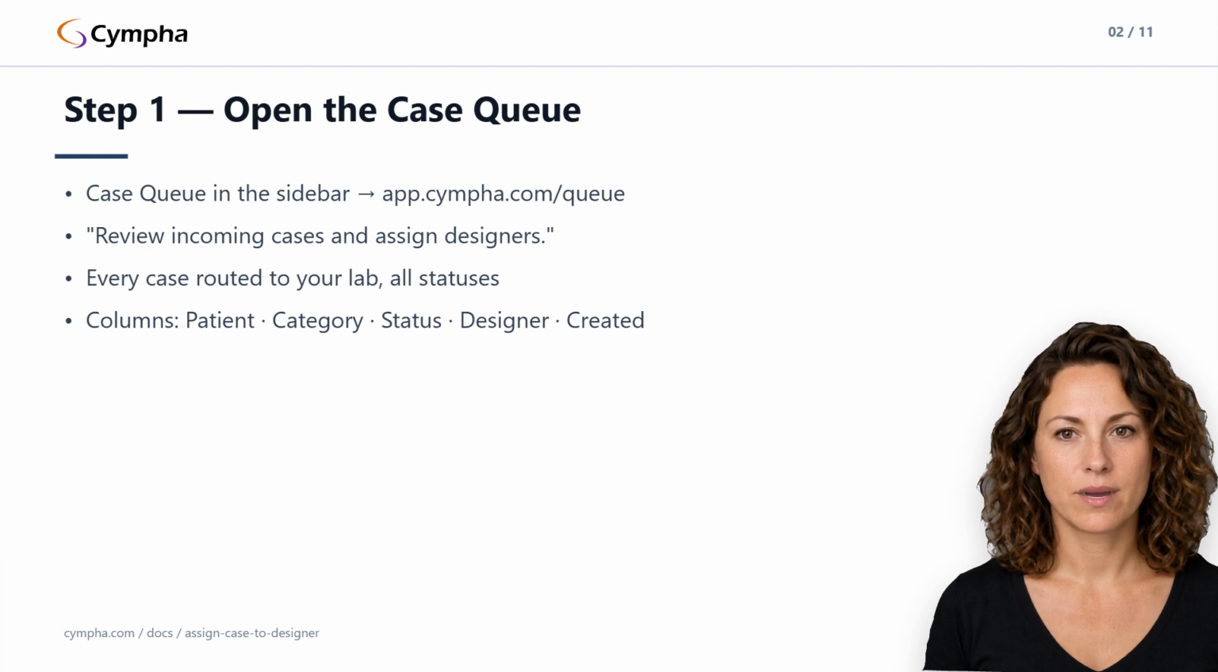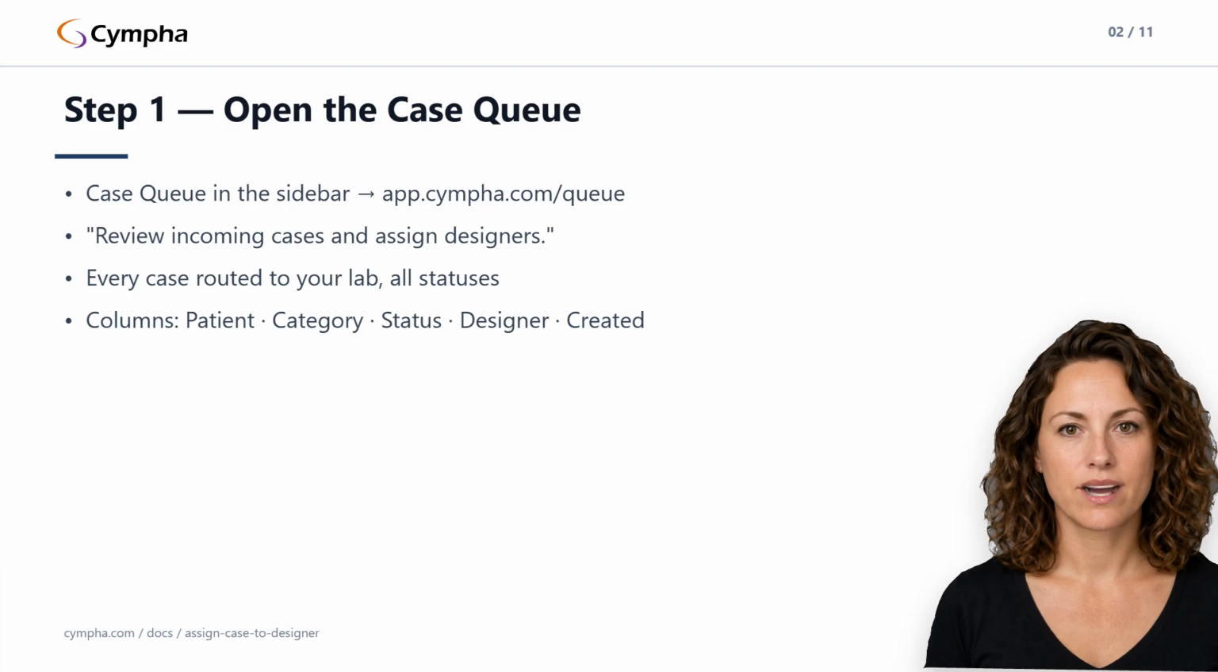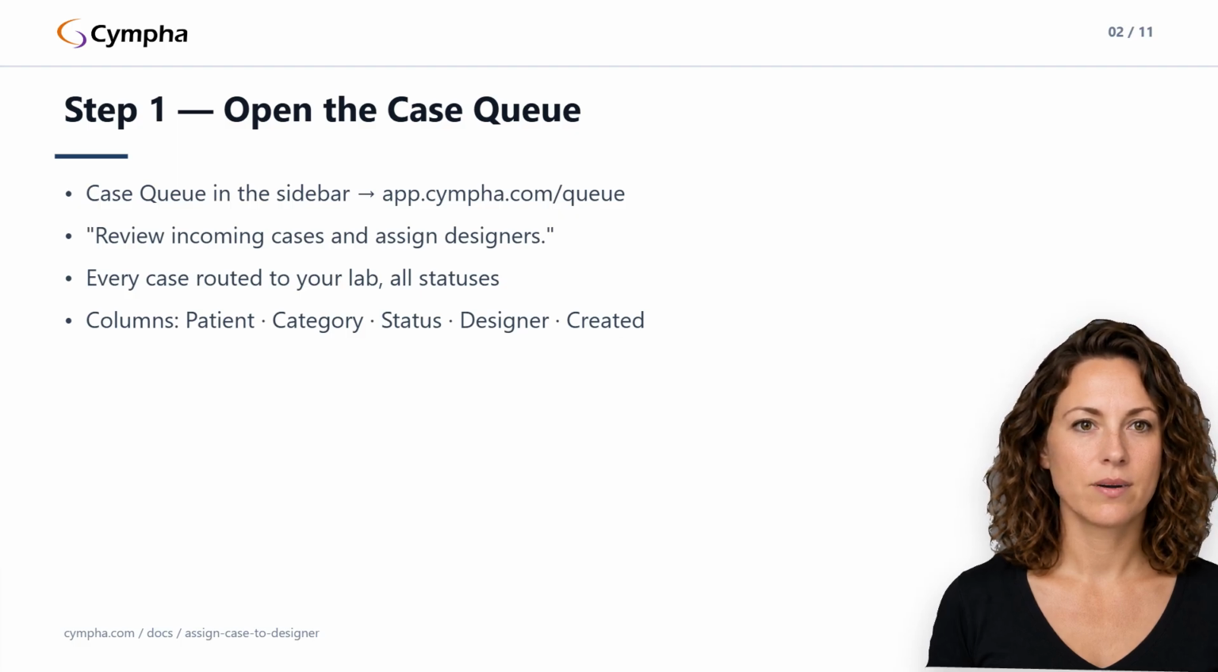Think of this queue as your control room. Everything your lab currently owes anyone is somewhere on this one page, and every other view in the app is a filtered slice of it. So the first skill is narrowing it to the rows that need you today.